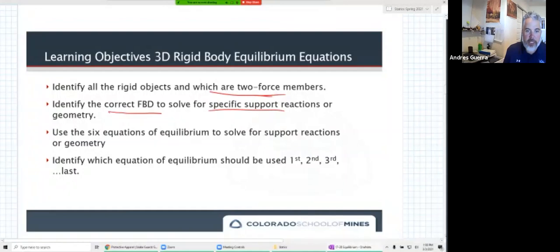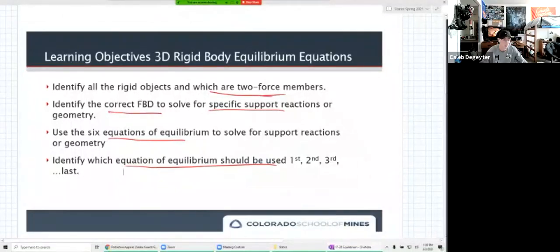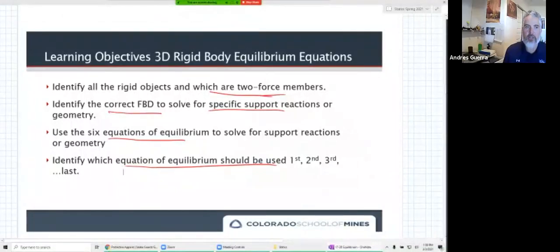We have 6 equations of equilibrium, and we need to identify which equation we should use first, second, third, etc. And that's really going to help us out with solving that problem. These learning objectives are really the steps that we need in order to solve these problems.